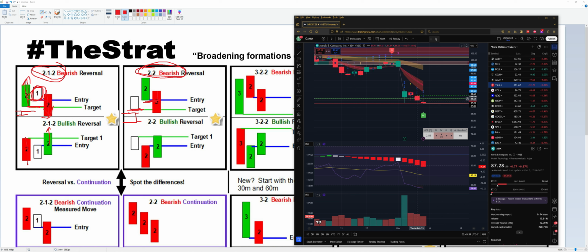And then the next day was another continuation. It did not break going the other direction, and look where it settled here. It's once again settled at the low wick of this day here on February 4th, right? The bottom wick of this 2-up day.